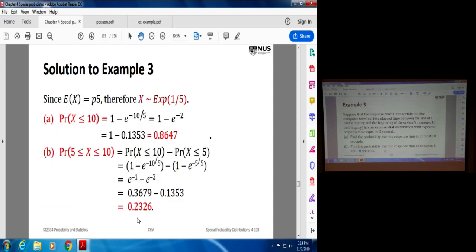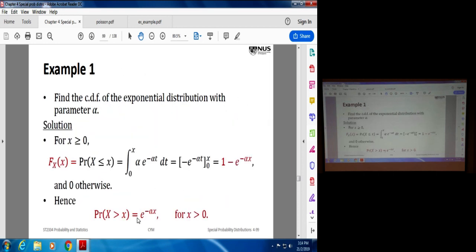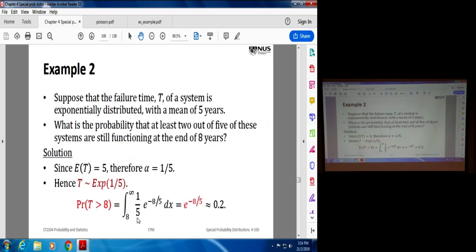So this one, which is the one which has the silly wording? Yeah, this one. We'll be careful with example 2. It's the only example left. Suppose the failure time T of a system is exponentially distributed with a mean of 5 years. The second statement is a bit unclear. Basically, you're going to have 5 systems, and you're going to think about the probability that 2 of those 5 systems are still functioning after 8 years.